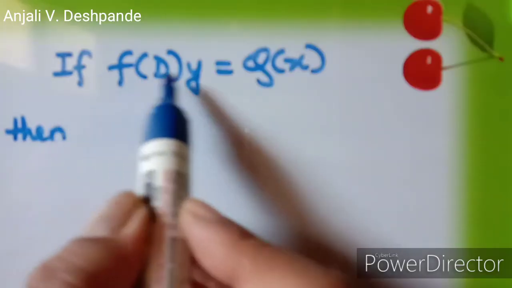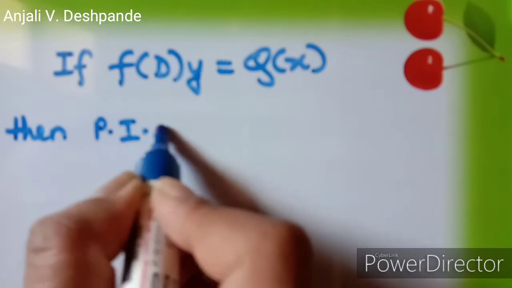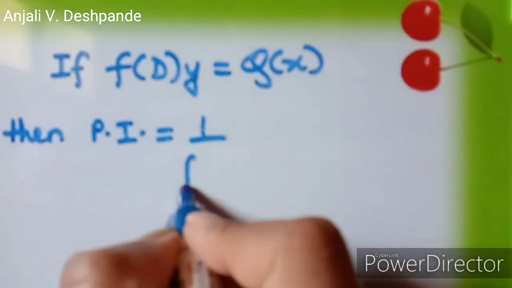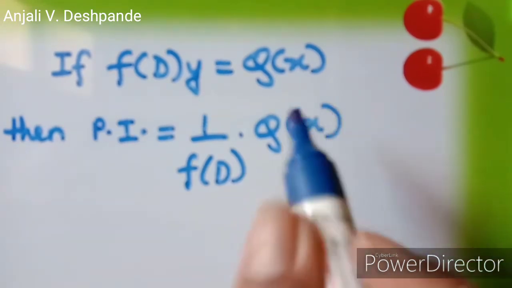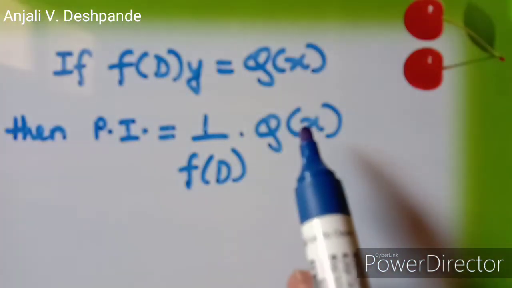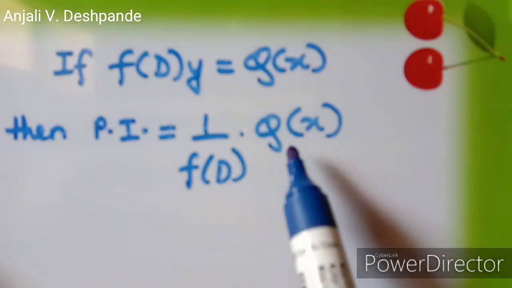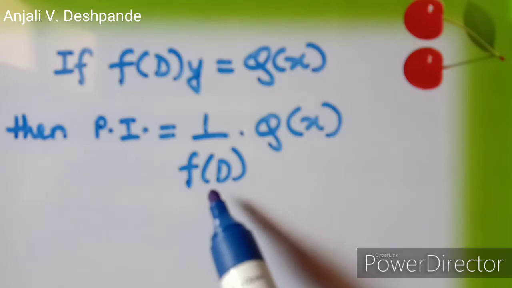So if f(D) y = Q(x), then the particular integral is given by 1 upon f(D) into Q(x), and based upon the value of Q(x), that means what is the function that Q(x) stands for, according to that we have the rules for finding out the particular integral.